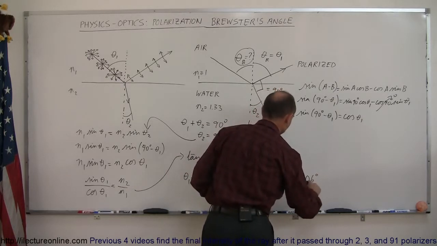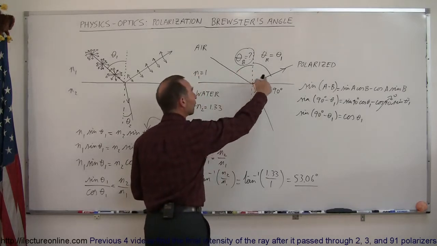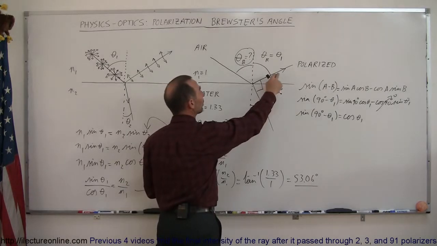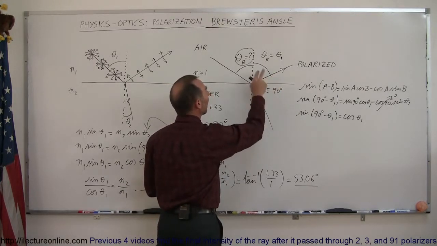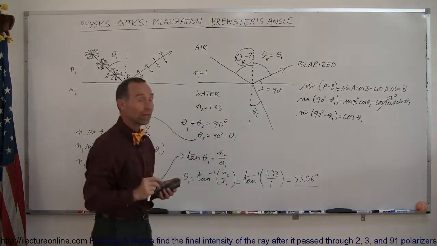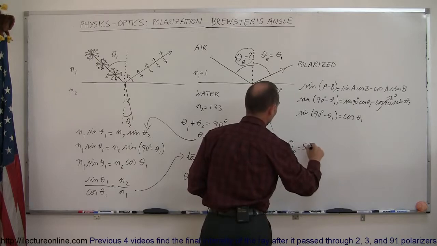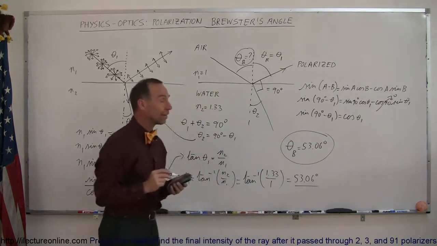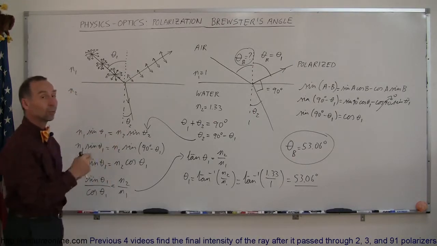53.06 degrees. That's the angle required for theta sub 1 to have reflection that will be polarized, because at that moment, the angle between the reflected light and the refracted light will be equal to 90 degrees, and that is then known as Brewster's angle. So in this case, Brewster's angle is equal to 53.06 degrees. And when you shine light at that angle relative to the normal on a smooth water surface, the reflected light will be polarized. And that's how you do that problem.